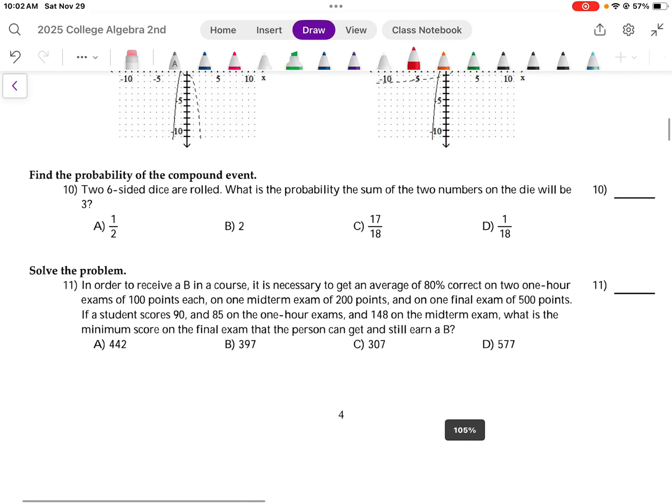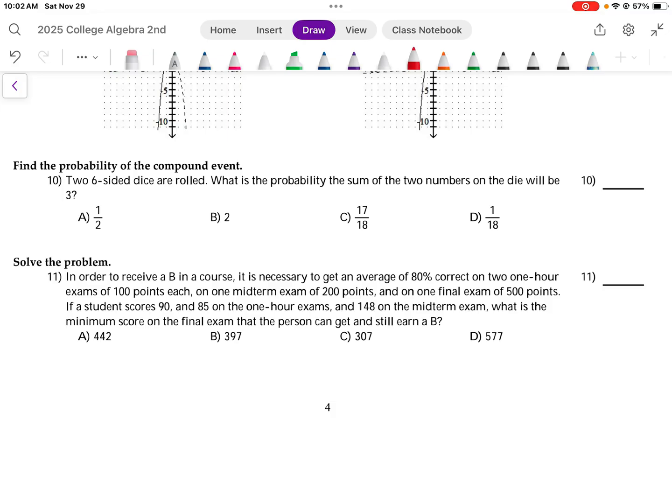All right, probability. So this goes from the beginning of the book and jumps to the last section we covered. It says 2 six-sided dice are rolled. What is the probability the sum of the two numbers will be 3? All right, so remember when we're rolling 2 dice, the bottom is 36. How can I get a sum of 3? By rolling a 2 and a 1, or a 1 and a 2. And that would be 2 out of 36, and then we would reduce that to 1 out of 18.